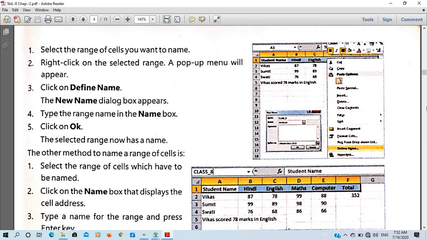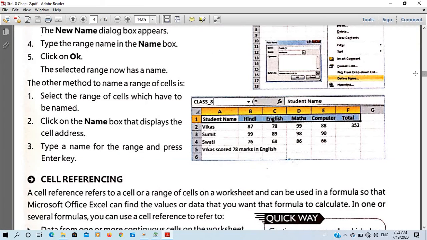So let's see, it will take time, then I will explain. Okay, so the other method to name a range of cells is to select the range of cells which you want to name, then click on the name box. Name box is where you can see, this is here, the name box, and this is the formula bar or formula box. This is the name box where it is written class 8, and this is the formula bar, student name. So you have to click on the name box, which displays the cell address.